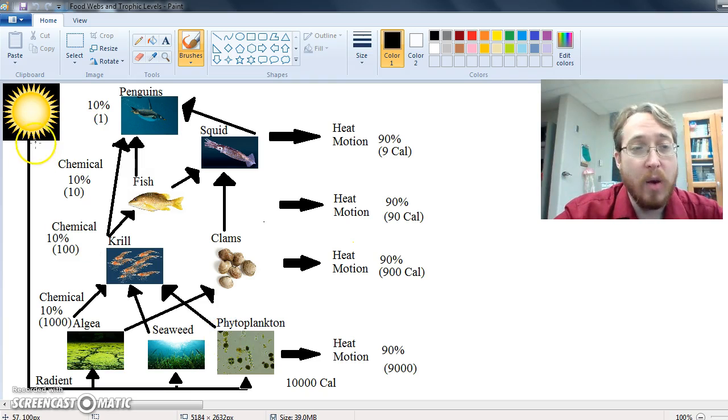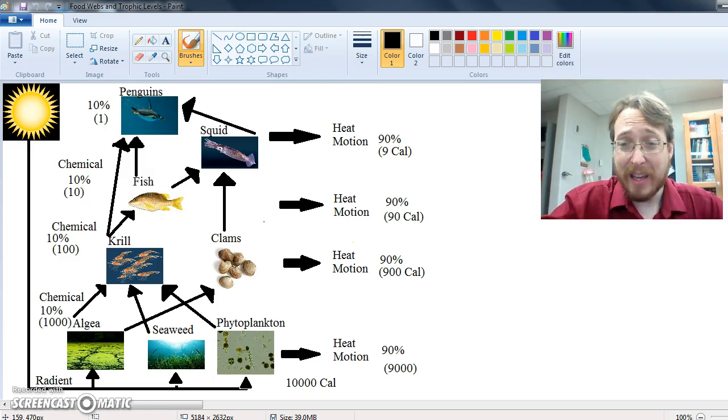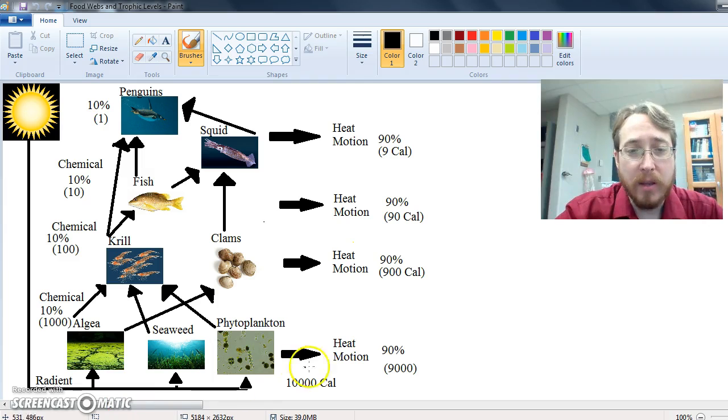So let's begin. Our ecosystem gets energy primarily from the sun. The sun is providing radiant energy to our producers who are conducting photosynthesis and converting the radiant energy into chemical energy. Now, why do they do that? Well, they need that chemical energy to help run their bodies. And when they run their bodies, 90% of the chemical energy is transferred to the environment as heat and motion, and only 10% of it stays in molecules in their body as chemical energy.